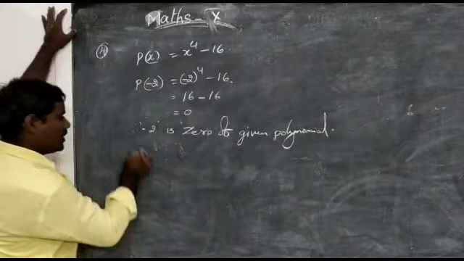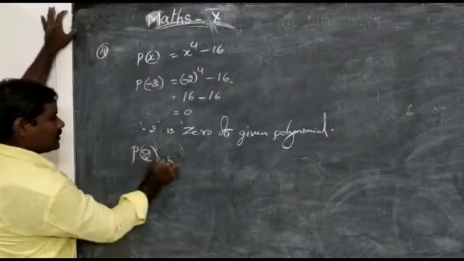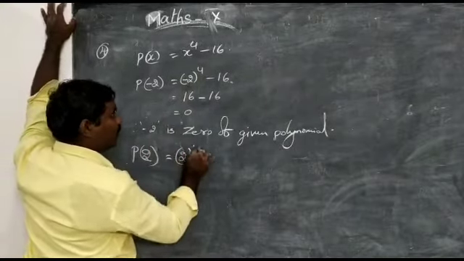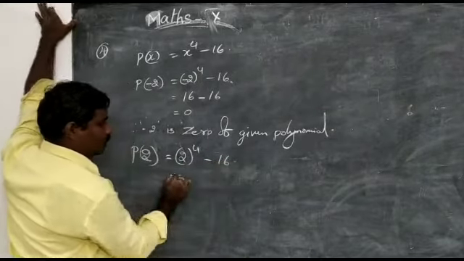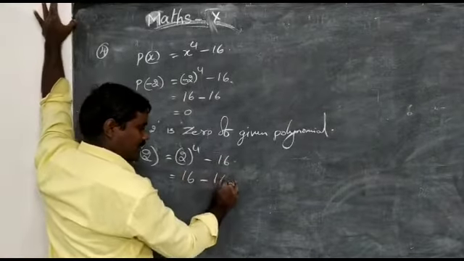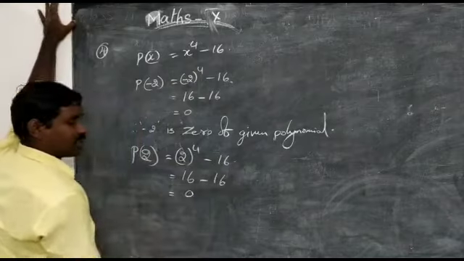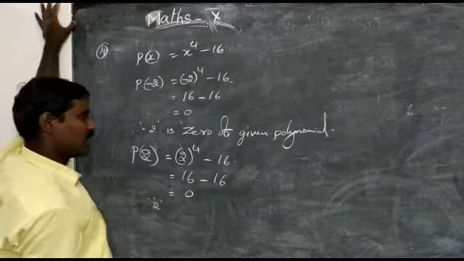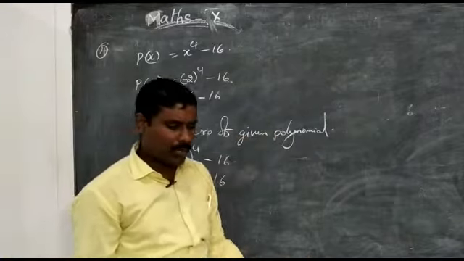Now one more term, that is 2. Substitute again the same, 2 power 4 minus 16. 2 power 4 value is 16 minus 16. Then we get the remainder 0. Therefore, 2 is also a zero of the given polynomial.